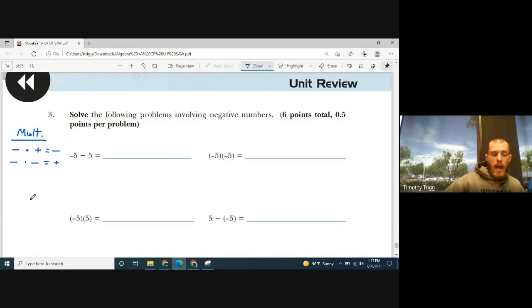Now, the adding and subtracting rules are quite a bit different, but the multiplication rules and the division rules follow the same rules, okay? So a negative divided by a positive is always negative. A negative divided by a negative is always positive, okay? So multiplication and division follow the same type of rules. So let's go ahead and do all these multiplication ones first.